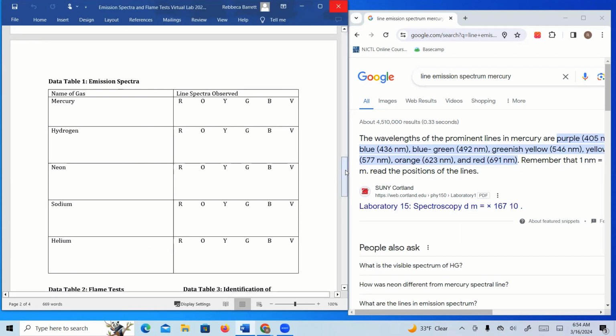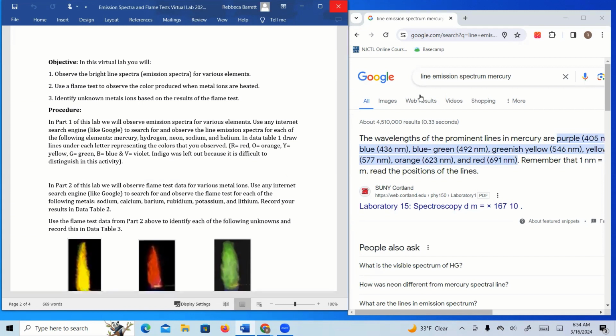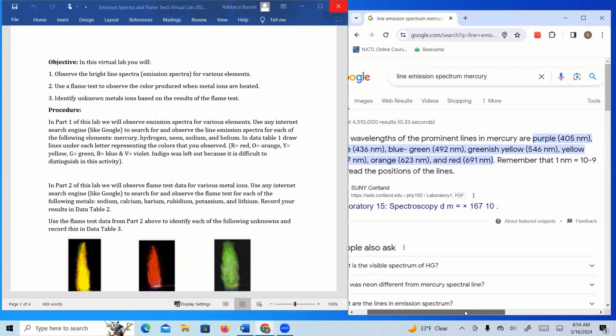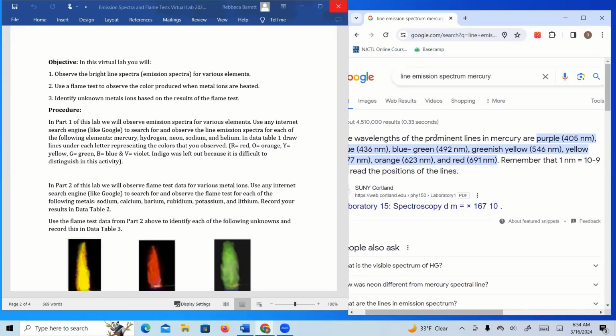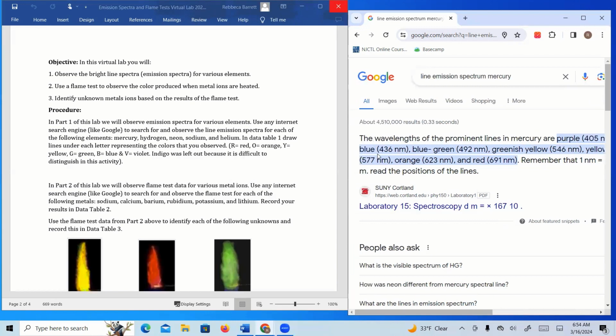So what part one asks you to do is use any search engine you want. I'm using Google to search for and observe the line emission spectra for each of the following elements: mercury, hydrogen, neon, sodium, and helium. So I've searched for the line emission spectrum of mercury here, and I have the information in two ways. The first thing that came up for me in this Google search is what the wavelengths are and what colors are the prominent lines in the mercury emission spectrum.